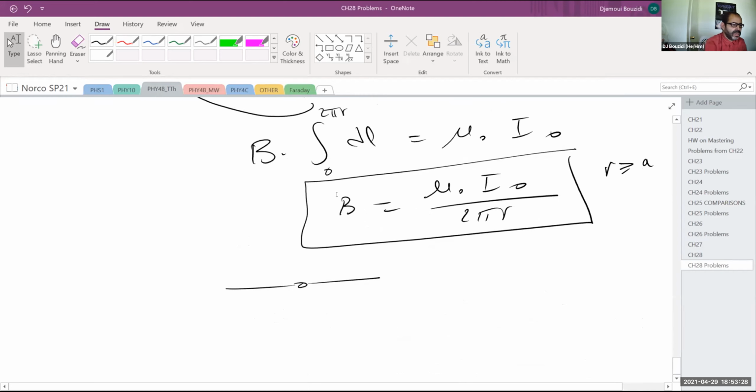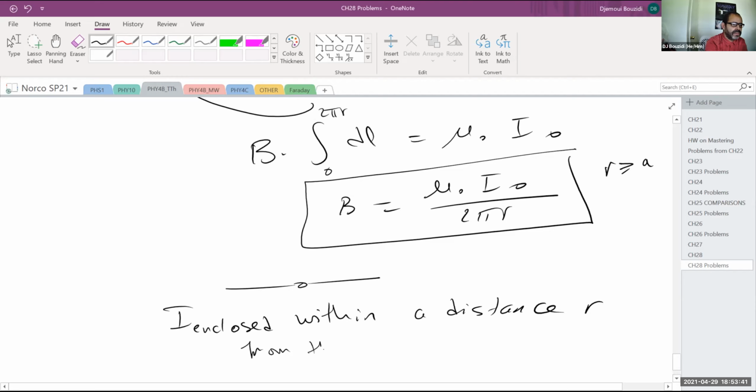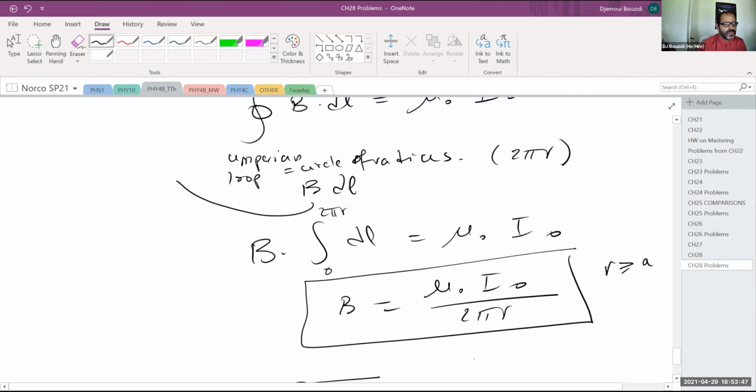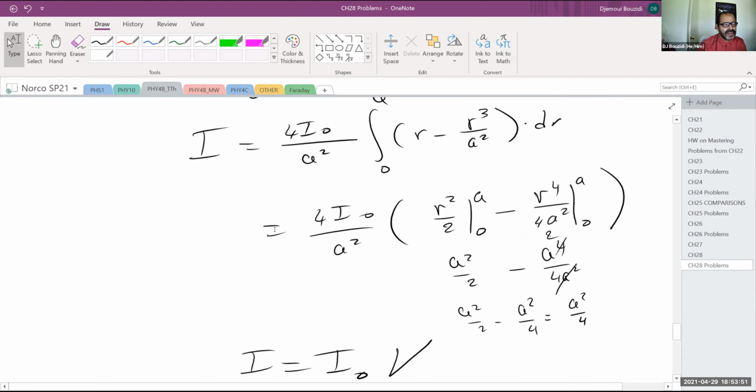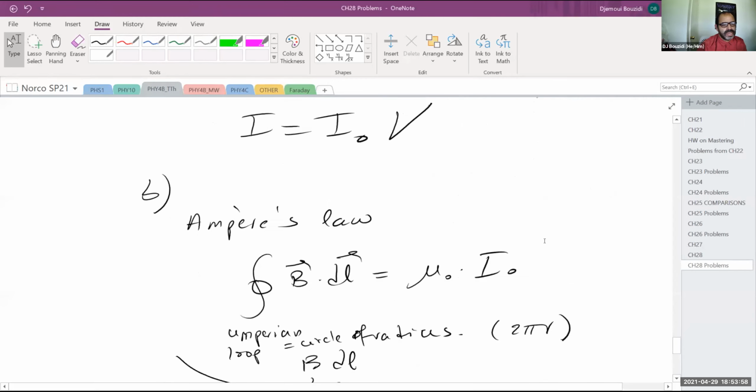So part C now, we're going to find the current enclosed within the distance R from the center, from the central axis. So if we go a distance r, the boundaries of integration will be just the same stuff in here, except the boundaries of integration will be from 0 to r. And everything else should be the same.